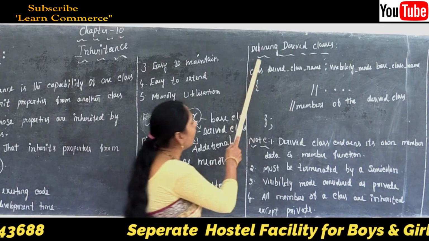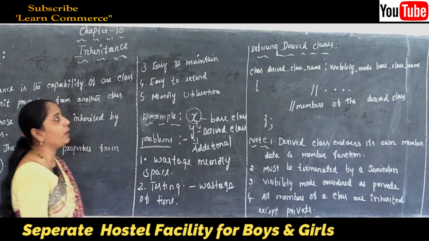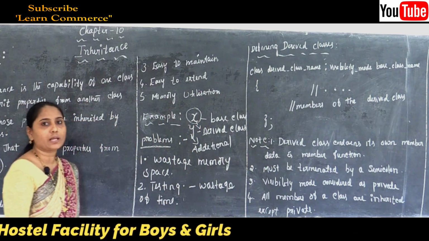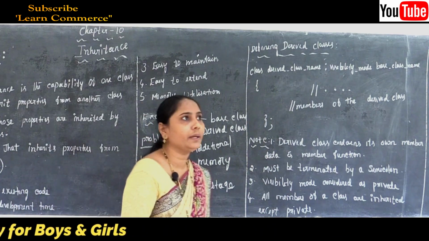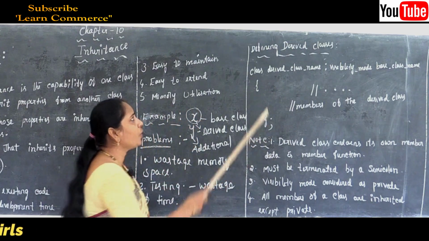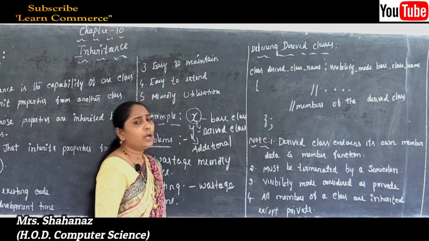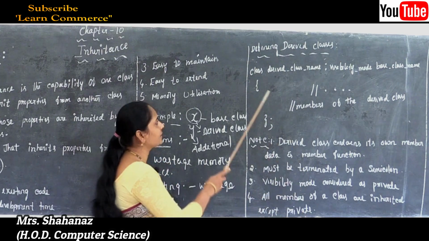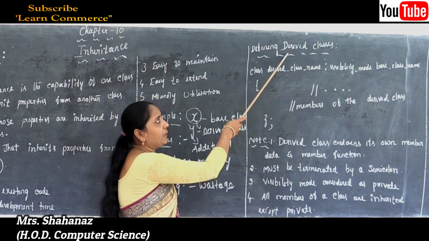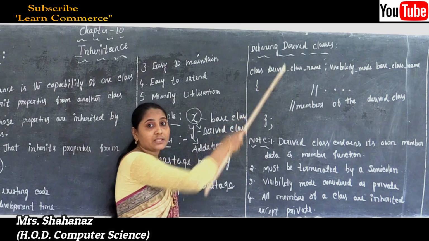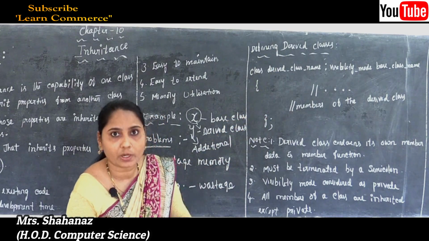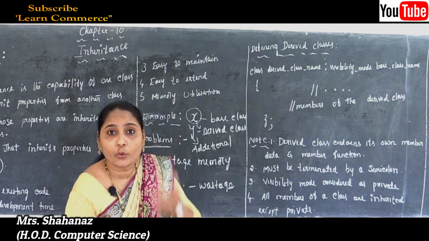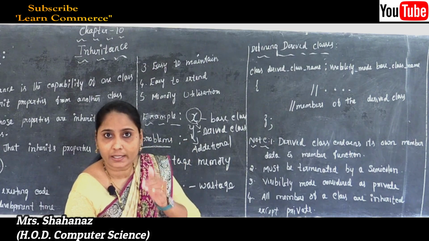Now let's see the next concept, defining derived classes. Why? Because defining a derived class uses one syntax, and this syntax is applicable only for the derived class. When you are going to declare a new class, at that time we use such a syntax. Correct? Clear this point here?